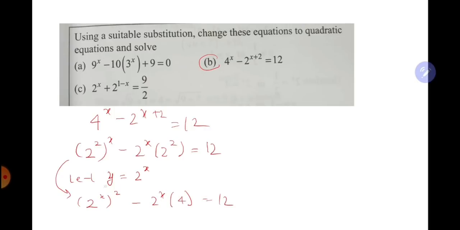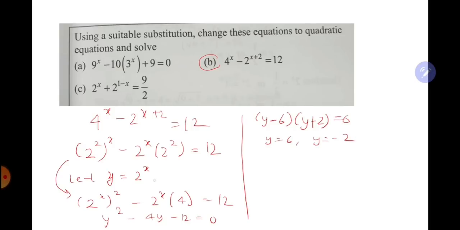Okay, so by substituting y equals 2 power x, we have y squared minus 4y minus 12 equals 0. And then you can factorize this as (y minus 6)(y plus 2) equals 0. So y equals 6 and y equals negative 2. Alright, then substitute y equals 6 and negative 2 into 2 power x, so we get 6 equals 2 power x. Can the 6 be compared? It can't be written as 2 power anything. So you take the log, I think.